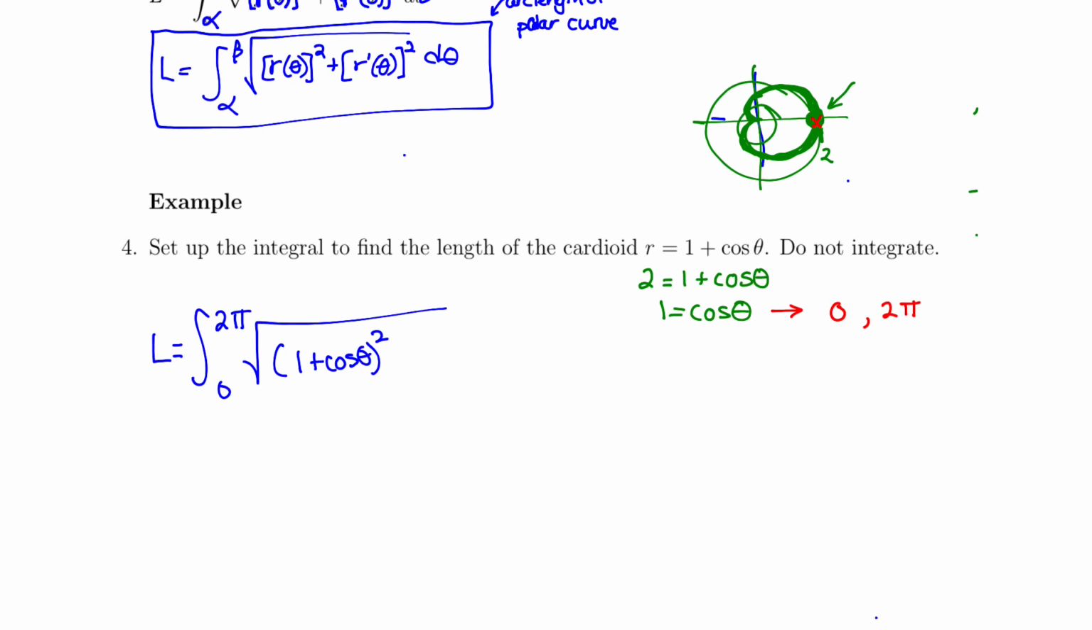And Bobby, this is where you're going to do the FOIL. 1000%. This is where we would do our FOIL. And then I'm going to take my derivative. Hang tight. What's my derivative? Derivative of 1 plus cosine is going to be just sine. Nope. Negative sine.